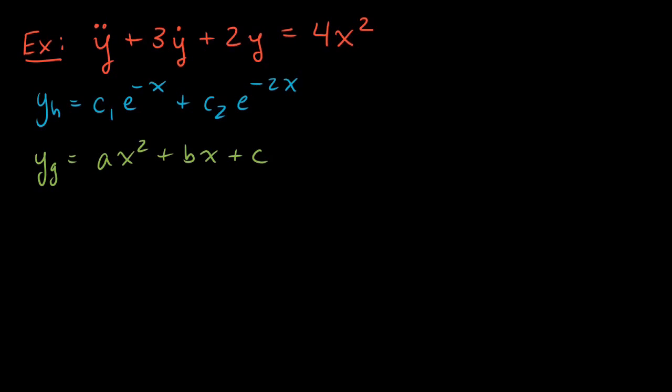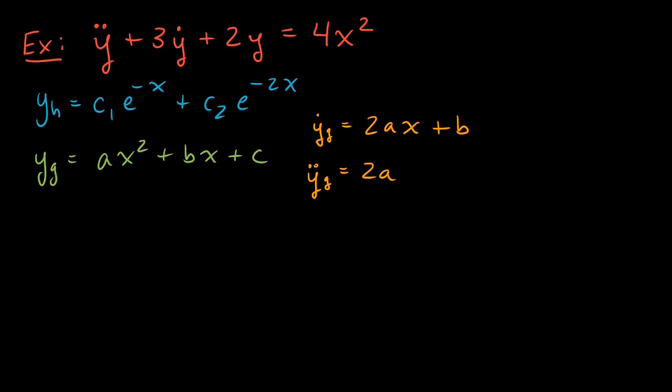All right, so the first thing we want to do to deal with this is look at the derivatives of y sub g. So y dot sub g is going to be 2ax plus b, right? It's just the derivative of this expression. And then y double prime of g is just going to be 2a. Okay, so now why do I do that? Well, let's plug yg dot and yg double dot into the original differential equation.